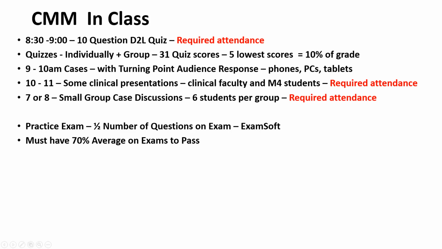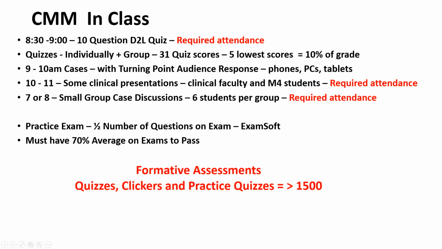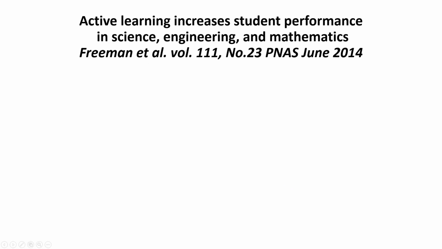Students must have a 70% average on the exams to pass our course. So the quiz grades count on class rank, but not on whether you pass the course or not. You've got to pass the exams. We have lots and lots of formative assessments, quick quizzes, clickers in class, and practice quizzes, more than 1,500 opportunities for them to test their own learning.